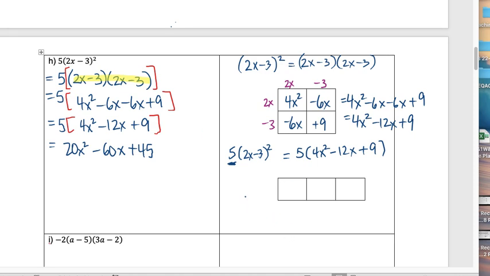So the reason why I drew another box here is to show you that if you like this method, keep using it. The reason why it's not a 2 by 2 is that before it was binomial times binomial. Now it's a monomial times a trinomial. So that's why I need a 1 by 3 box, because the 4x will go there. I'll use different colors. Don't need to, but it makes the notes a little neater. The 5 is going to multiply with the 4x squared, the negative 12x, and the positive 9, to finish this off.